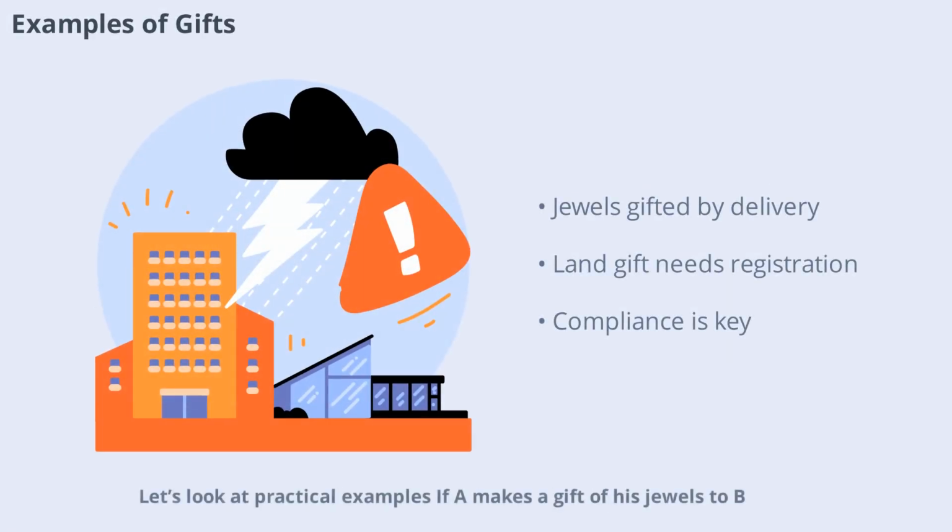Let's look at practical examples. If A makes a gift of his jewels to B, this can be done by delivery. On the other hand, if A gifts a piece of land worth Rs. 50 to B, registration is required. These examples illustrate the difference in legal procedures for movable and immovable property, emphasizing the importance of compliance with statutory requirements to ensure the validity of the gift.